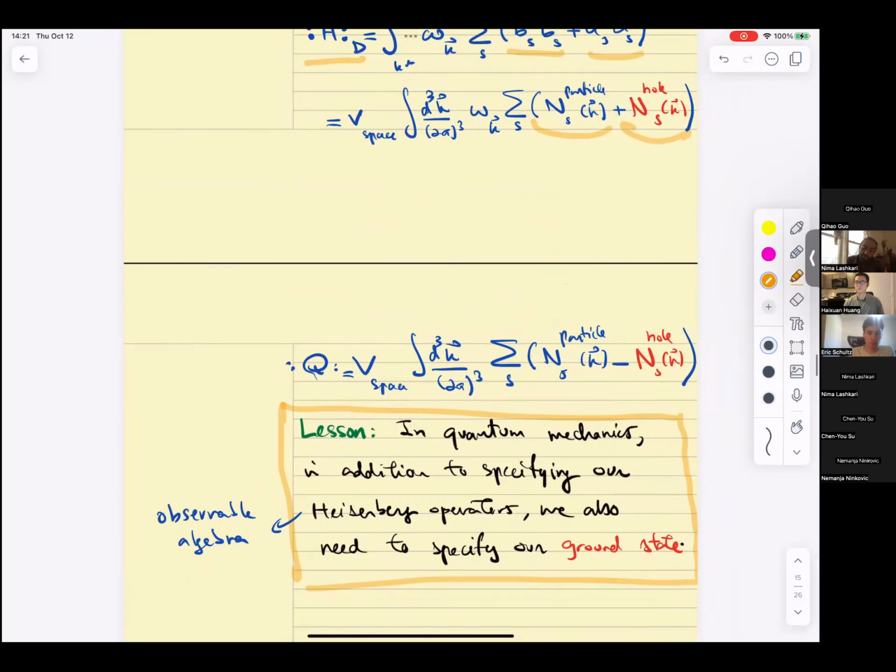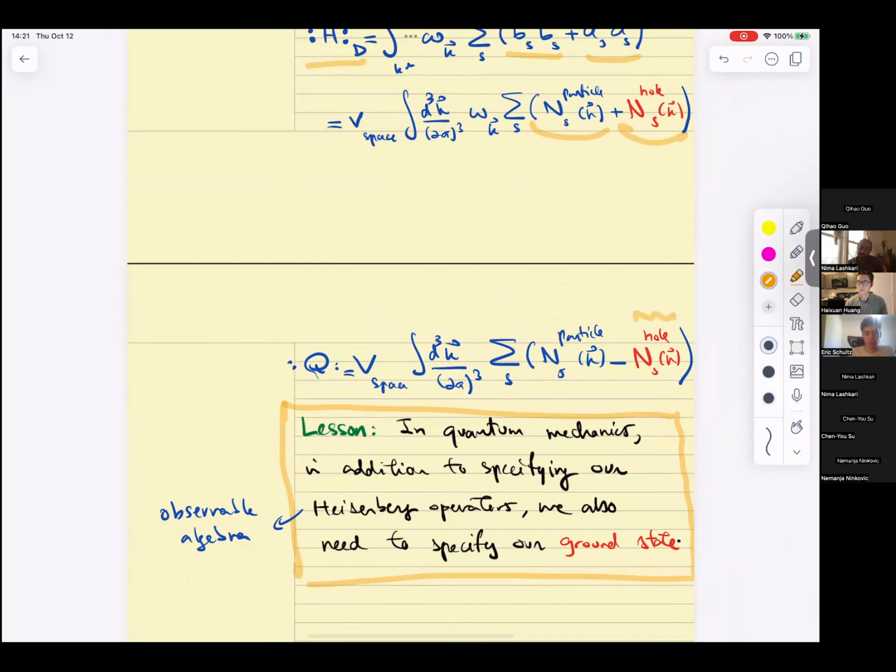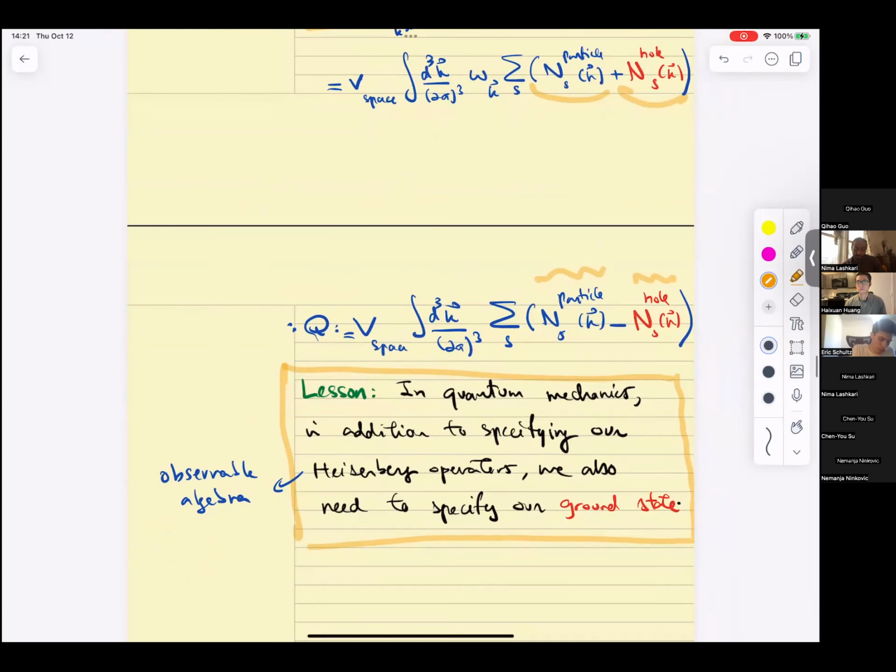Now, in this new language, of course, you could just walk through it and you'll learn that your charge is the number of particles minus the number of holes, right? So this arbitrariness, we observed an arbitrariness in our quantization, right? But there was an important lesson for us.